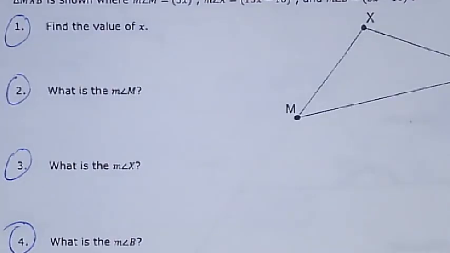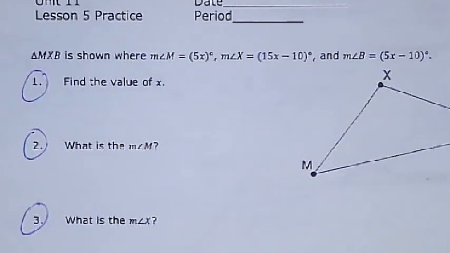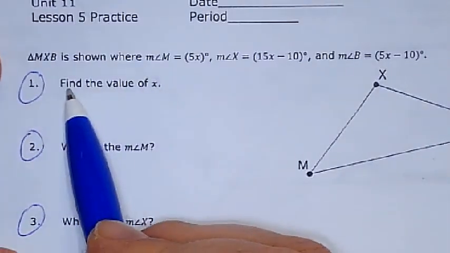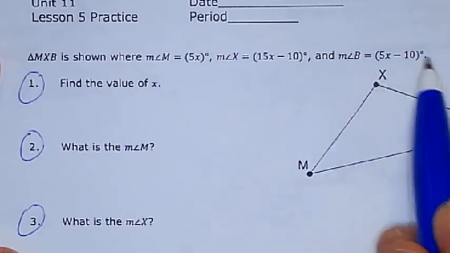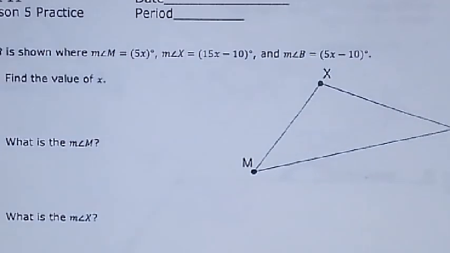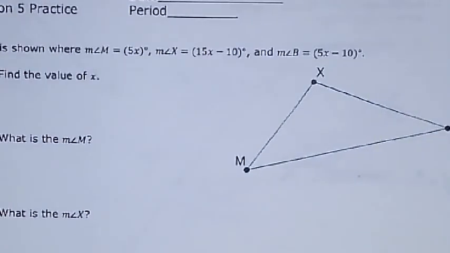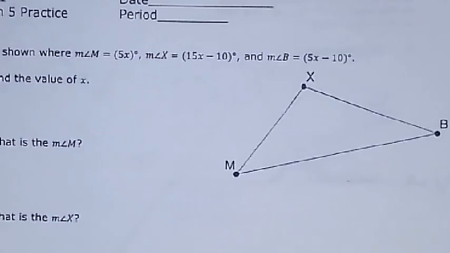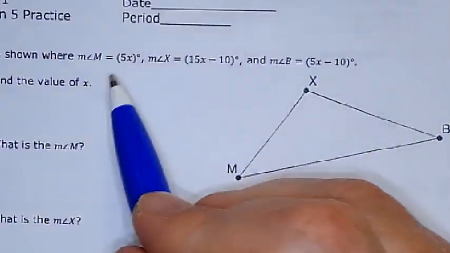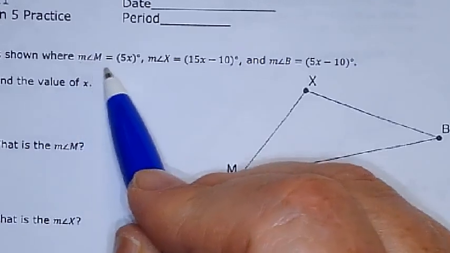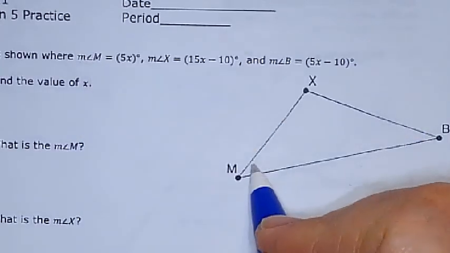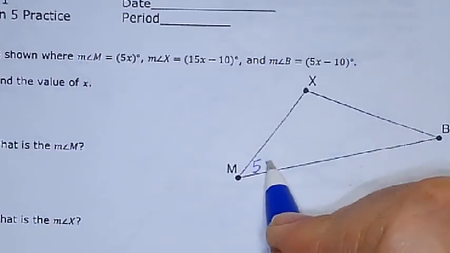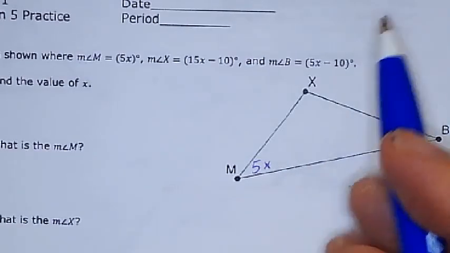So, if you follow the steps that I kind of outlined, and they say find the value of x, let's label the diagram first. Now, there's not a whole lot of space here, so you got to kind of write real small or write this on your own paper. But it says the measure of angle M is 5x. Well, here's M. I label it 5x. The measure of angle X is 15x minus 10.